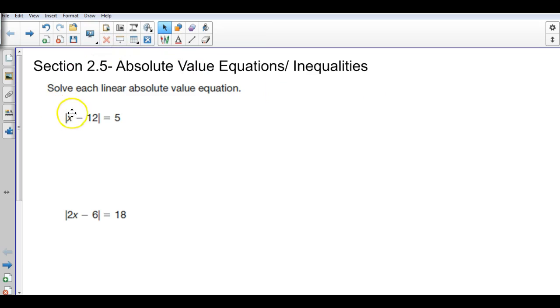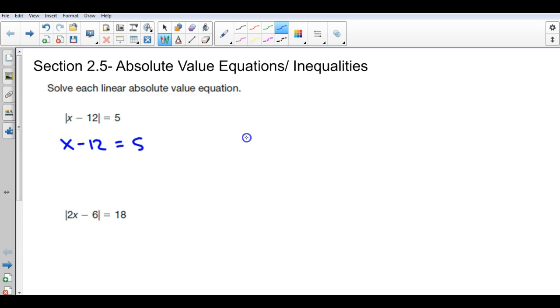So what it means is you're going to take some number and subtract 12, and when you take that distance, it is 5 units away from 0. Since there's always two numbers that are going to be 5 units away from 0, we need to break this up into two equations. I know that x minus 12 can either equal 5, but I also know that x minus 12 could equal -5. Both the number 5 and the number -5 are the same distance away from 0. And that's what absolute value is. It's that distance from 0.